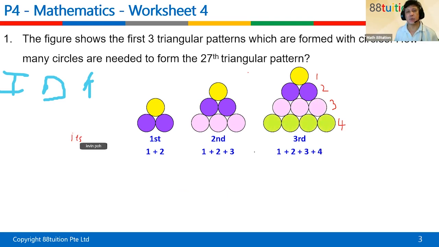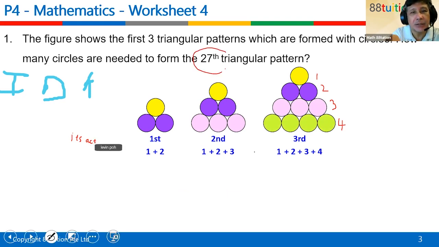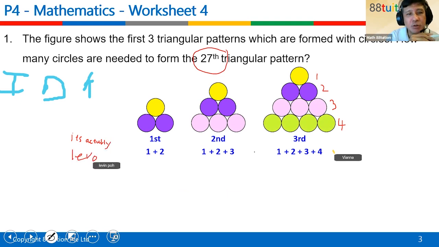Okay, now look at the question. The question is asking for pattern 27. Do you know pattern 27 will be 1 plus 2 plus 3 until where?